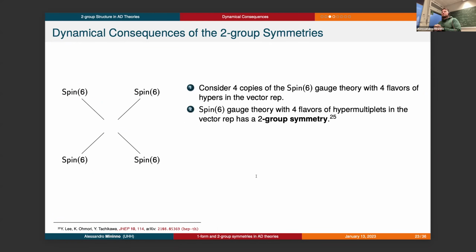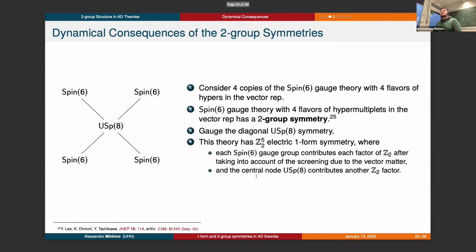So now, before going to Argyres-Douglas theory, we see that the theory has a two-group structure. Why should we care about two-group structure? The way in which we justify it is very simple and intuitive. Consider this theory, given by 4 copies of the spin 6 gauge theory with 4 flavors, which we know has a two-group structure. Each of them has a two-group structure. Now you consider all 4 of them, and you want to gauge a diagonal USp8 symmetry.